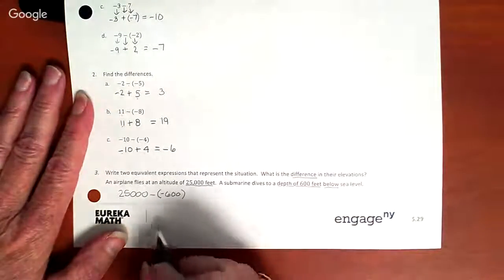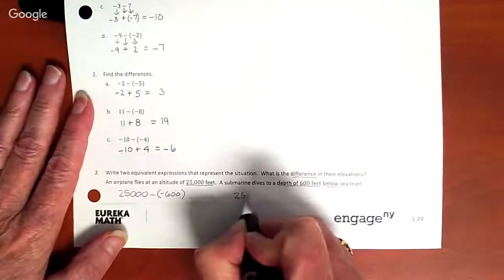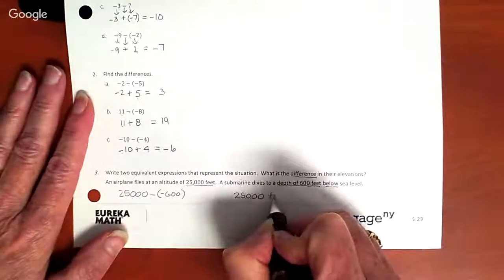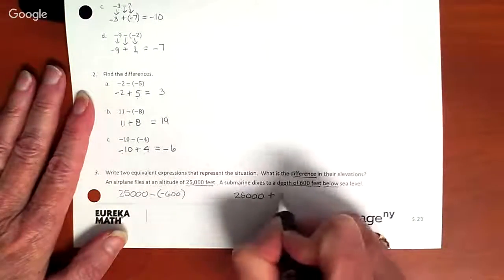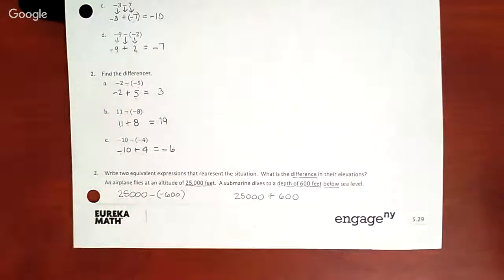The other way to write this, we would have 25,000, leave, change, change. And that would be the 2 ways to write it.